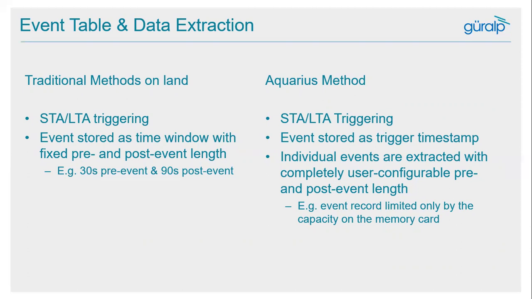With the Aquarius, we have tried to minimize as much of this as possible. So instead, we have stored all of these events as timestamps. Individual events are then extracted afterwards using a completely user configurable pre and post event length. So we only actually create these individual files when we actually want to. It's not an automated system. This requires much less battery and actually gives the user far more interactive nature with the instrument.